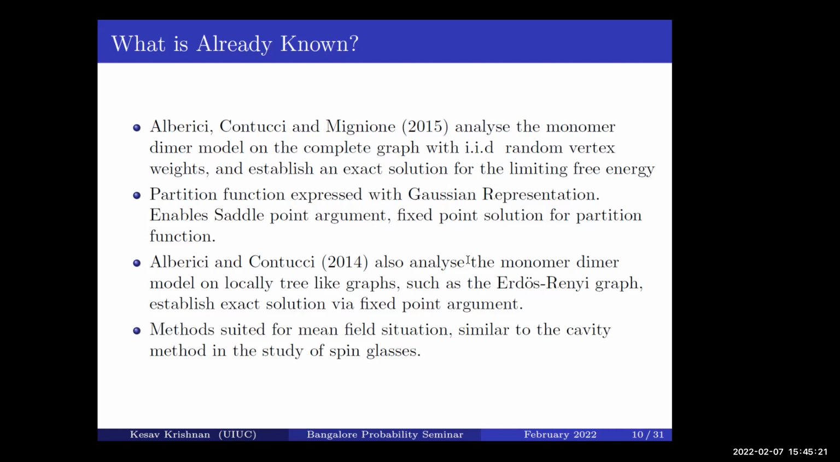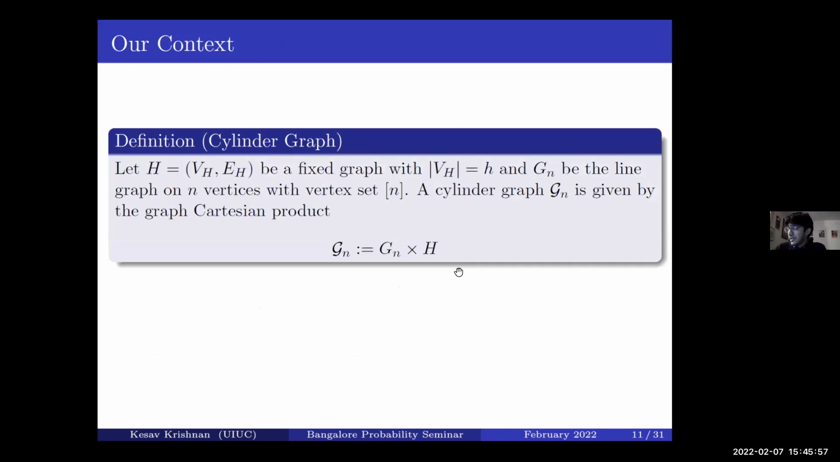But the methods that are used in these contexts are explicitly tailored for the mean field situation. They're analogous to a method used in the study of spin glasses called the cavity method, where if you look at the Heilmann and Lieb recurrence for the partition function, it takes the form of a fixed point, because the removal of one vertex leaves essentially the same system as before. That's not the context that we'll be focusing on.